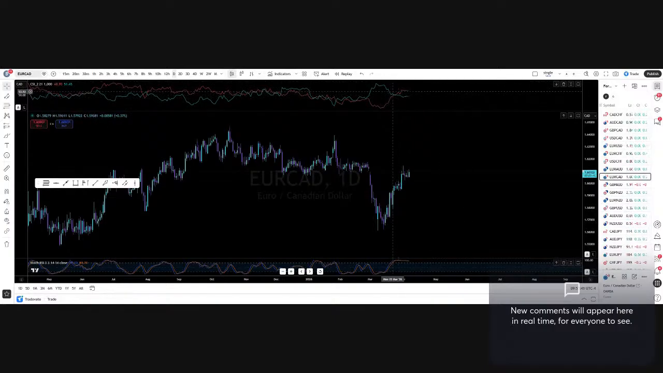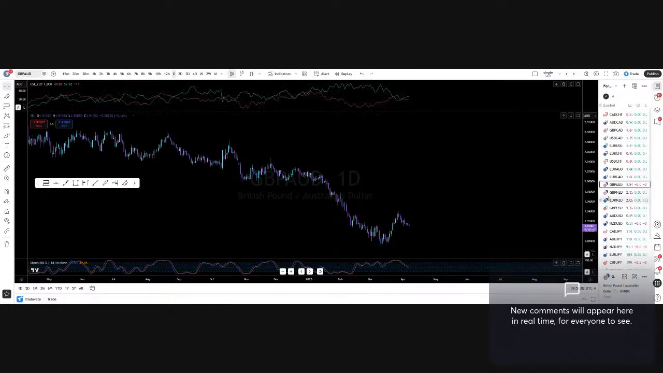Euro Canadian, again, the last buy signal, well, you see, we had a sell signal here, and then we've had a little crossover buy signal back here, but nothing really to do with that if you're not already in it.